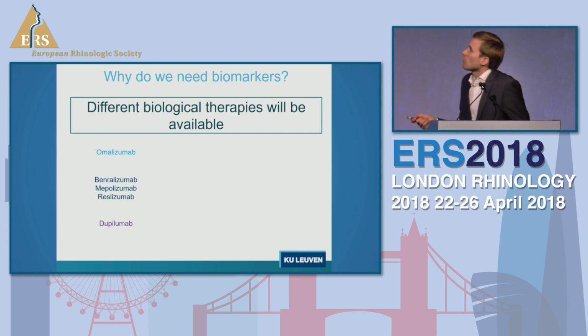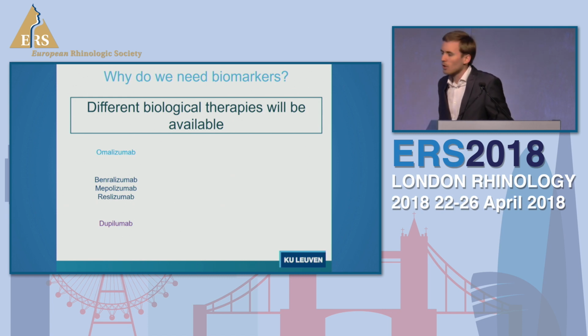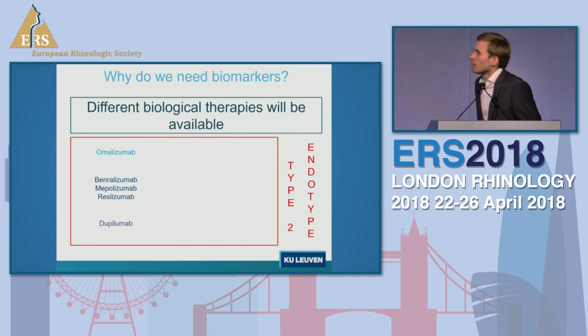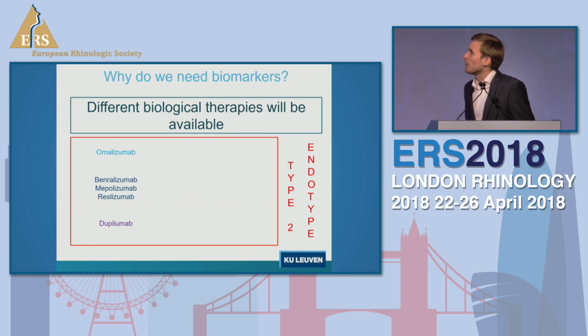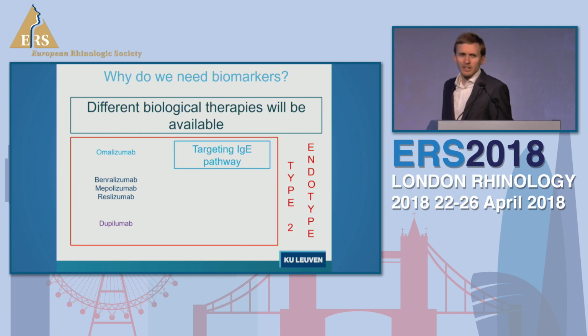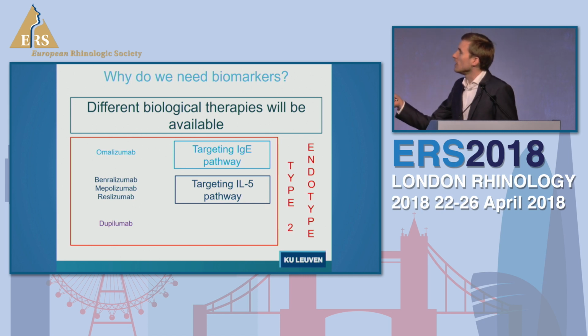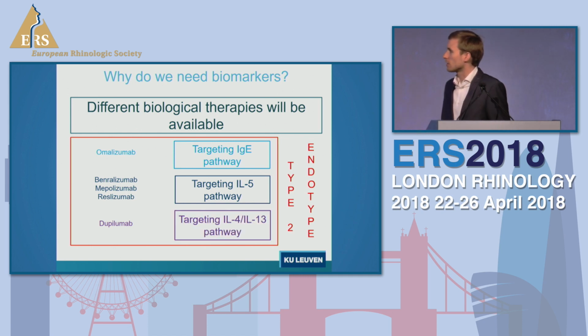The next reason why we need biomarkers is because we will have different biological therapies available. We saw already that we have omalizumab or anti-IL-5 or anti-IL-4 treatments, but all are actually targeting the type 2 endotype. So now we need to know which biological treatment to give to which patient. For that we need to identify which pathway is activated in these patients with type 2 disease. We need to go into more detail, and we need biomarkers of each of these pathways: the IgE, the IL-5, and the IL-4, IL-13 pathway.